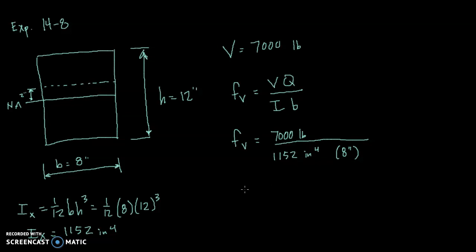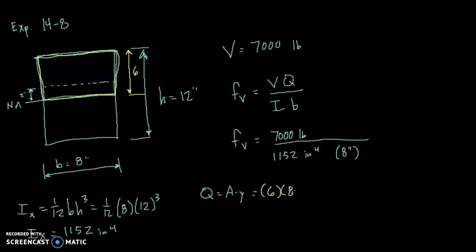Now I need to figure out what Q is. Q is equal to A times Y. So if we're looking at the entire upper half of this beam, we could look at the bottom half, doesn't really matter. One half is the same as the other. Let me change the color here. Let's go with yellow. So we're looking at this yellow half of the beam. If the overall height is 12, then half of that height is 6. So the area is 6 times 8.